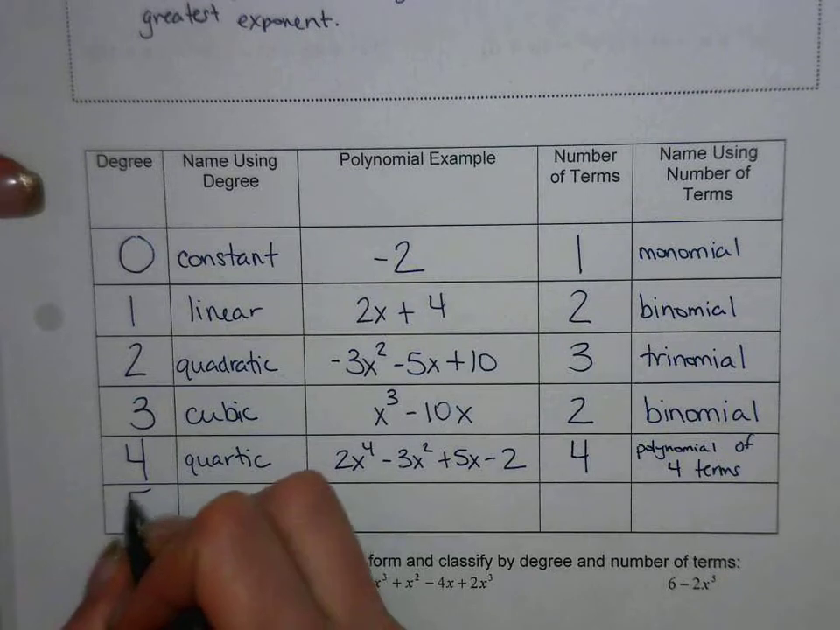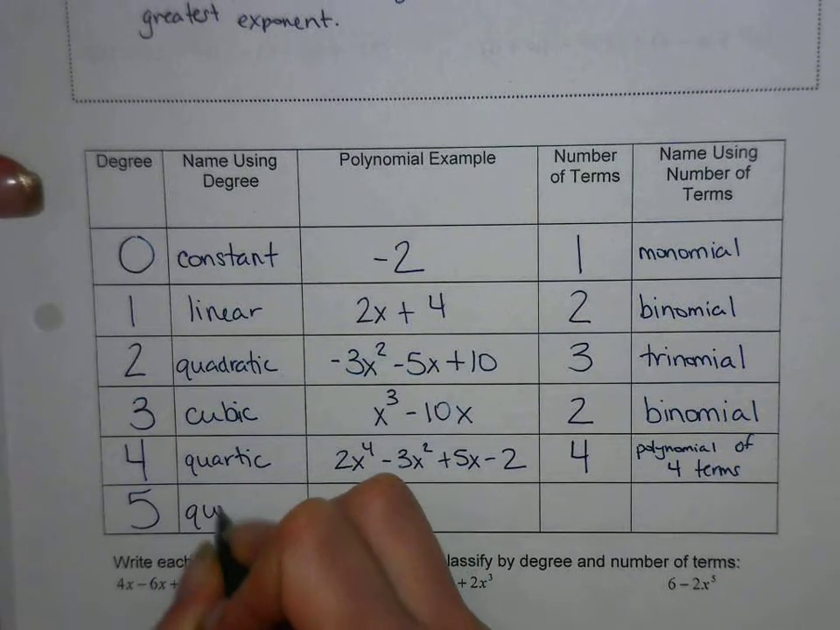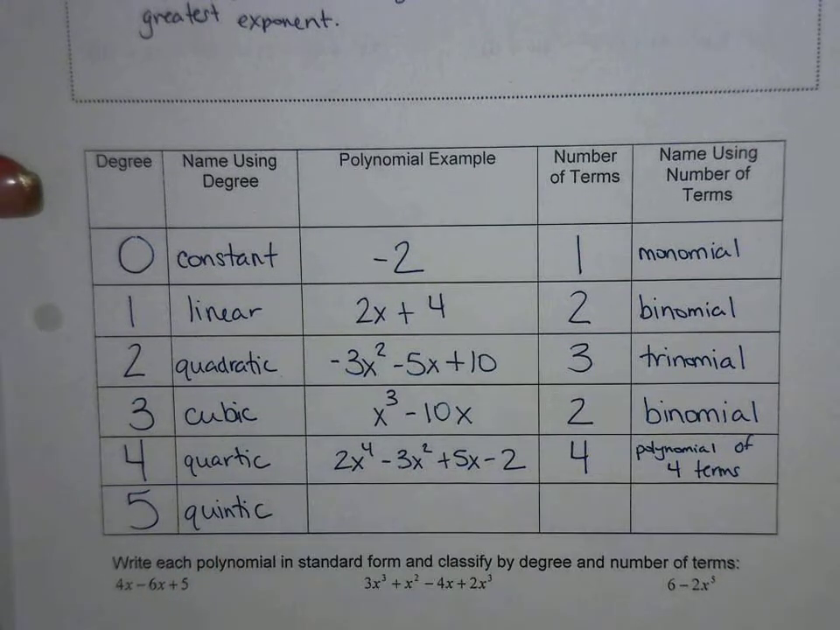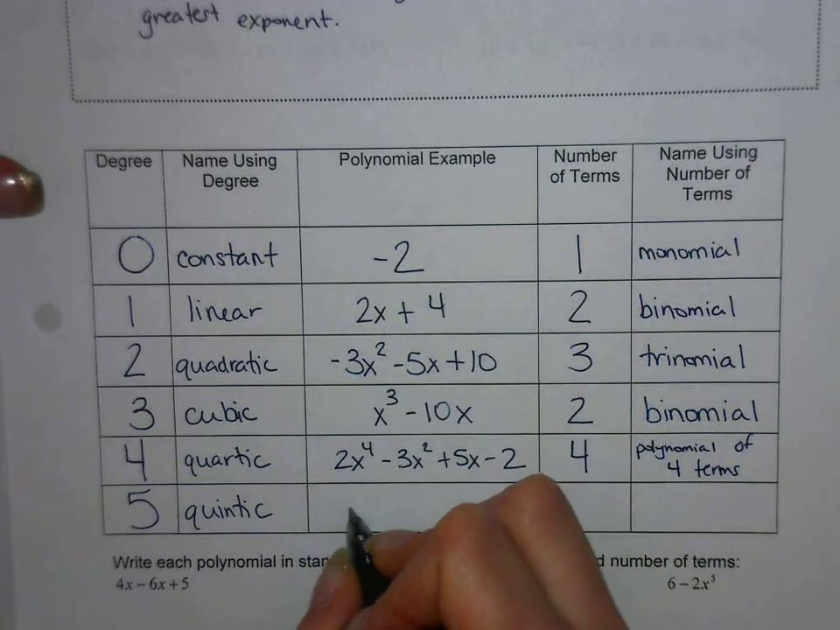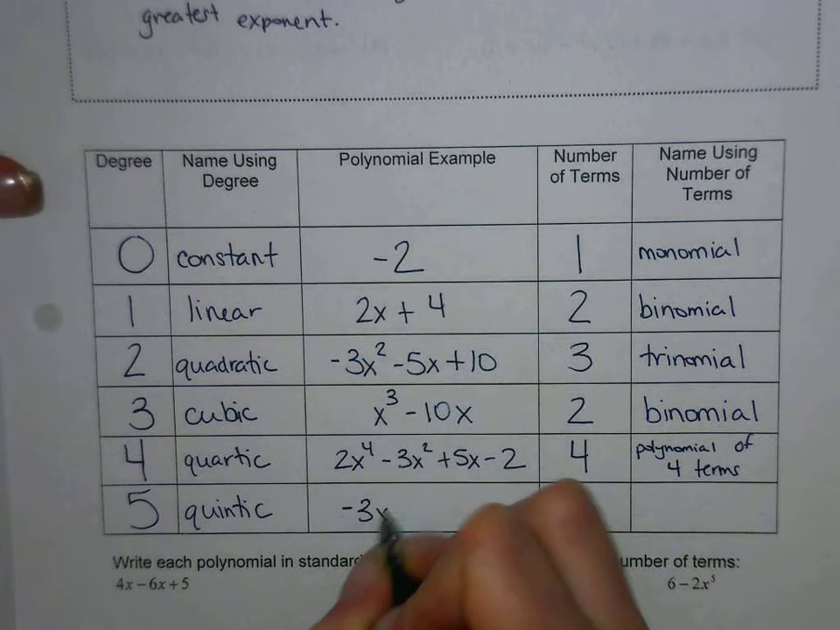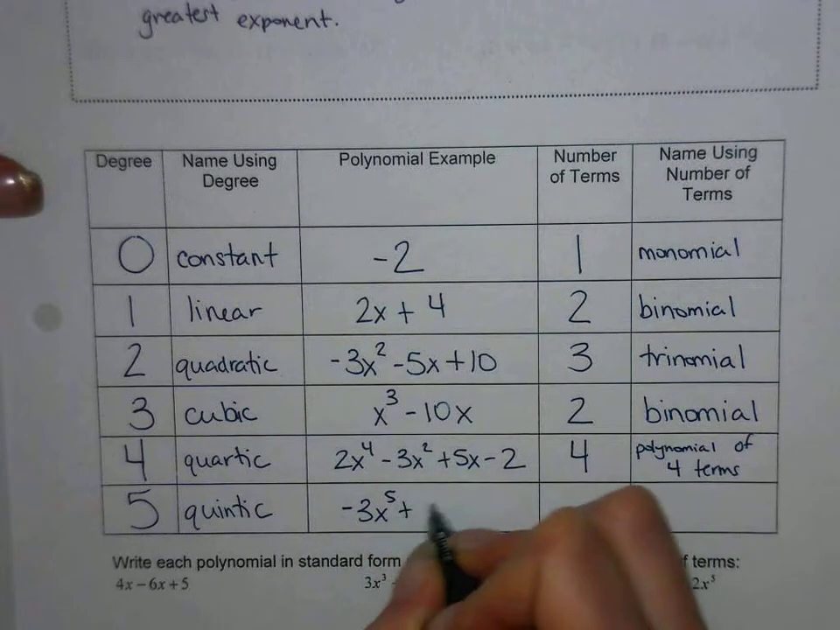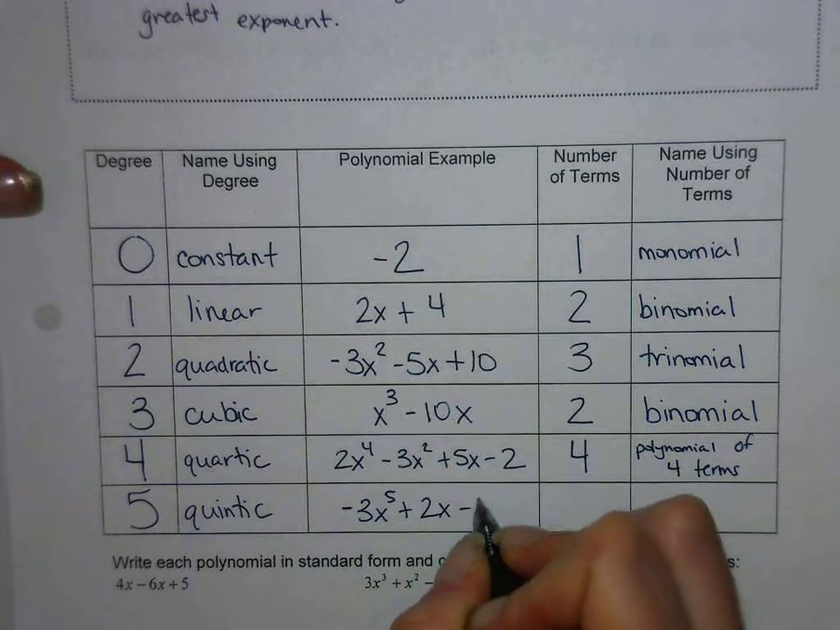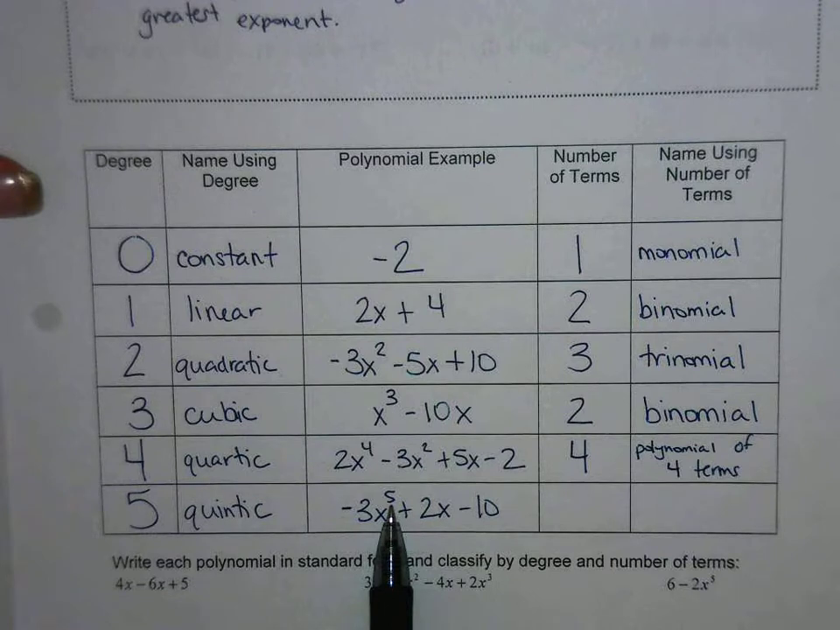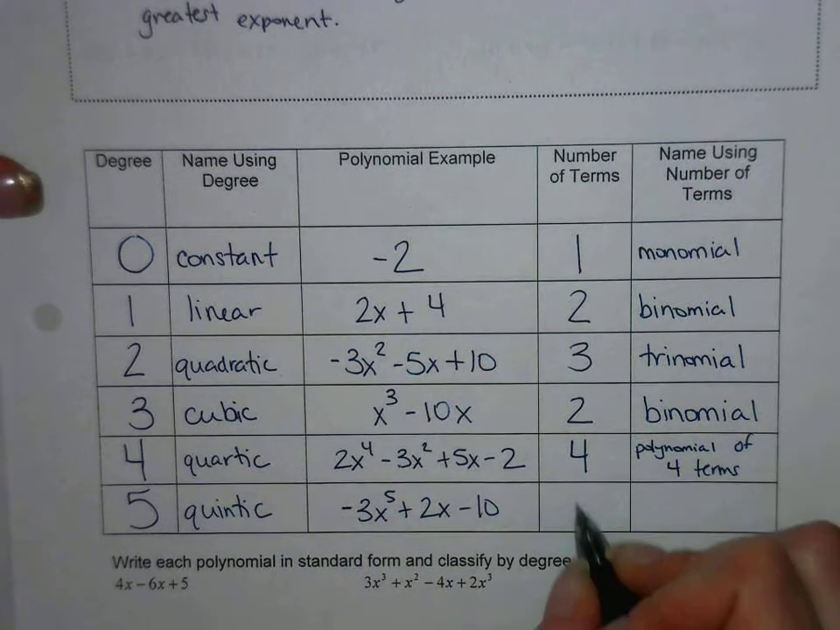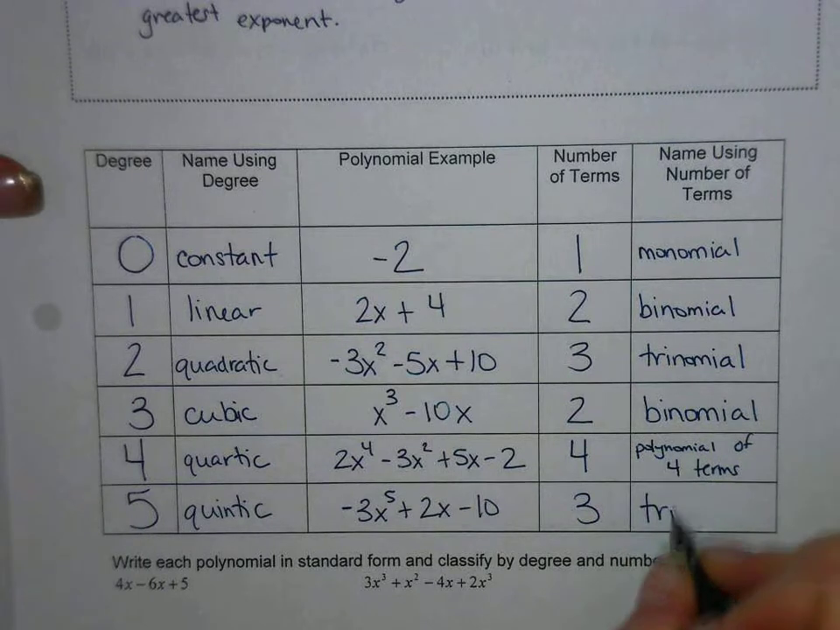So then if we have a degree of 5, that's called a quintic polynomial. So an example could be -3x⁵ + 2x - 10. Our highest degree is a 5, so it's quintic, and we have 1, 2, 3 terms, so it's called a trinomial.